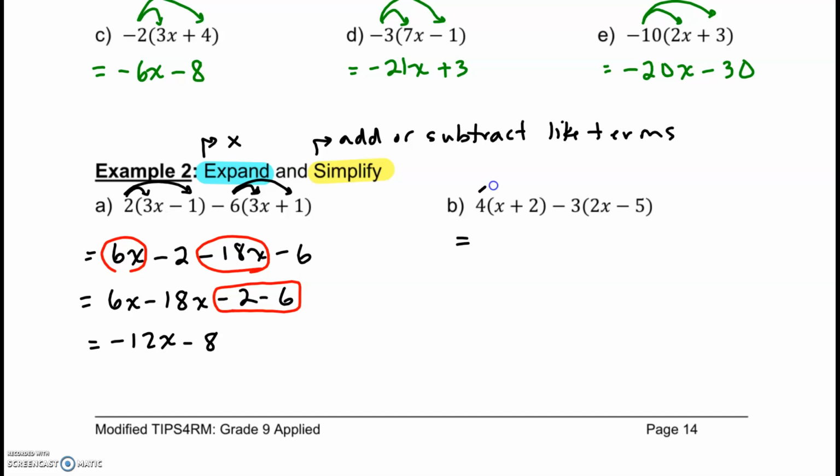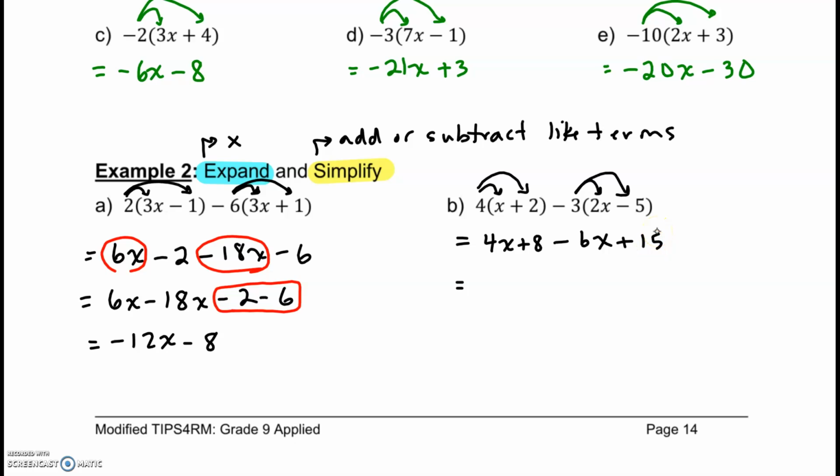So I'm going to start. 4 times x is a 4x. 4 times 2, we know is 8. Let's make sure we got the right sign. A positive 4 times a positive 2 would be a positive 8. We have negative 3 times 2x, so negative times a positive would be a negative. 3 times 2 is 6x. And then a negative 3 times a negative 5. So when I multiply two negatives, we know that's going to be a positive, and 3 times 5 is 15. Okay, great. All right, now hopefully you have the same line as me.